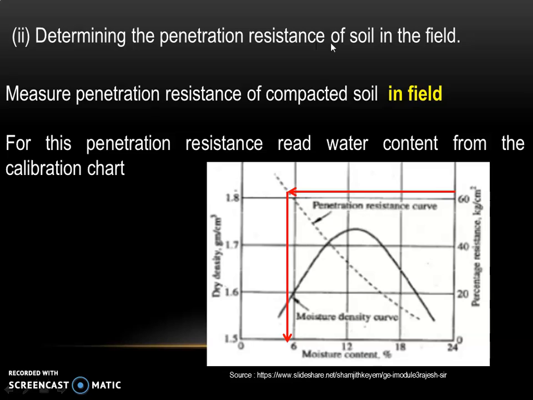Now we need to determine penetration resistance of soil in field. For that, the needle is forced into the soil and its penetration resistance is noted down. For example, if the penetration resistance noted down for the soil is 62, we need to project it on the penetration resistance curve, and from that point we need to project it downwards on moisture content line. So the corresponding moisture content represents the moisture content of the soil in field.